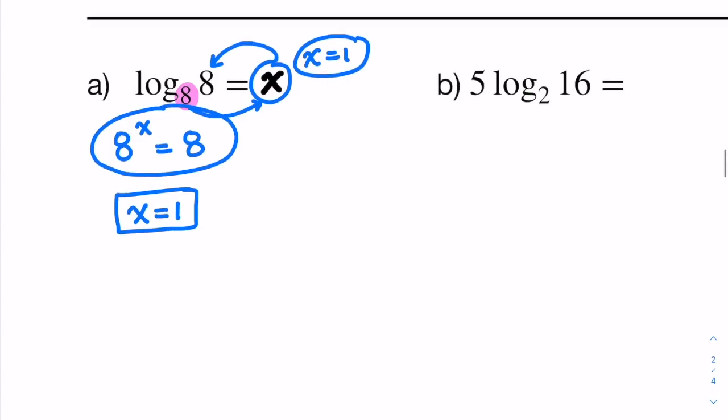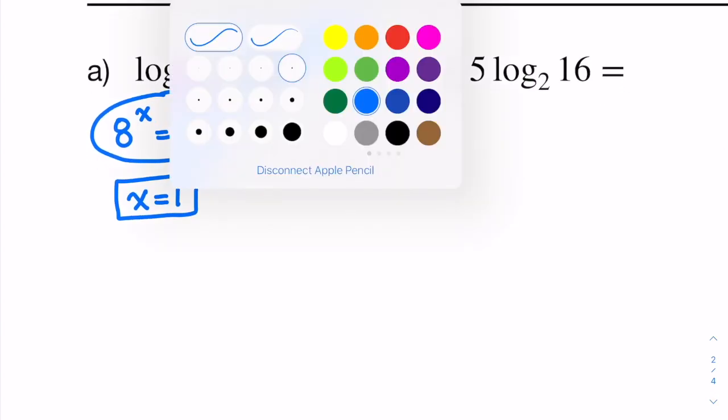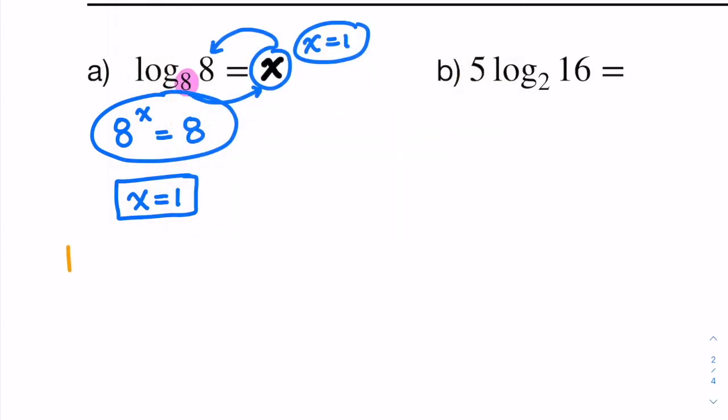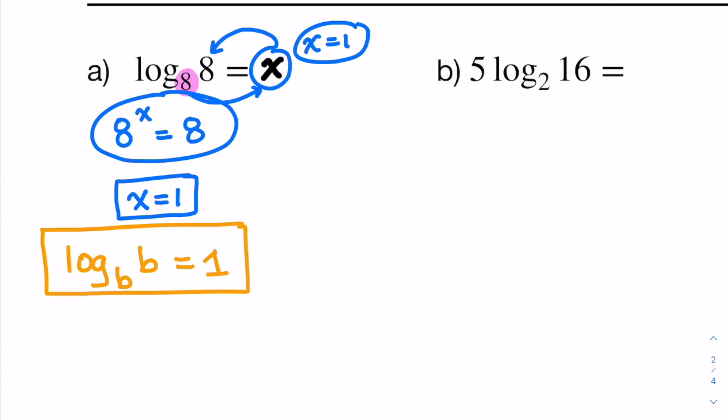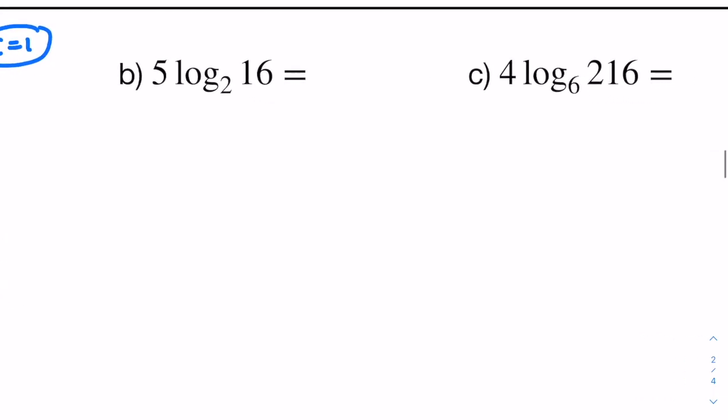It also shows us our first log property, which is if you have a log of any base of that same number, it's 1. And you see why, because of what we just said: anything to the first power is itself. So that's our first major log property.